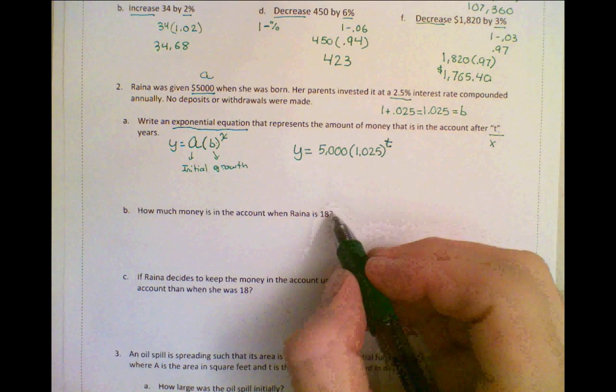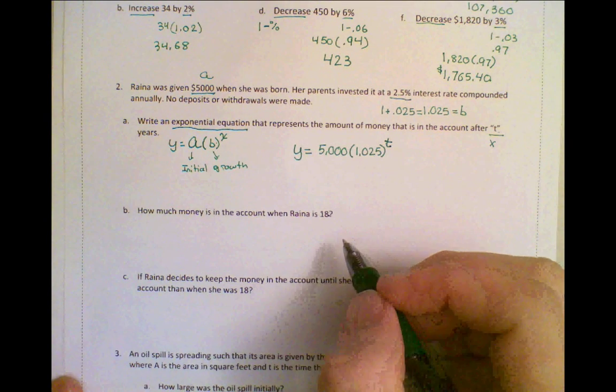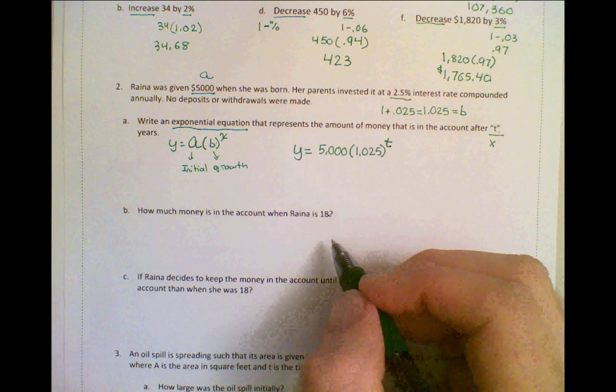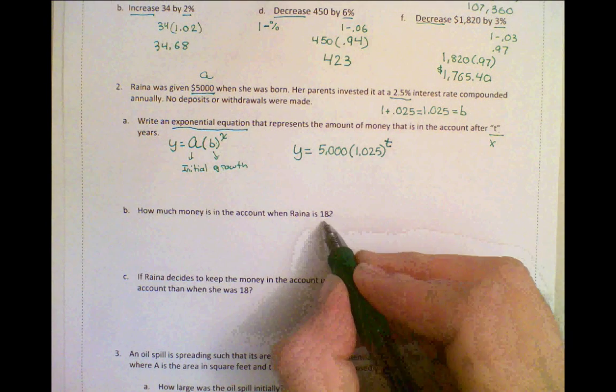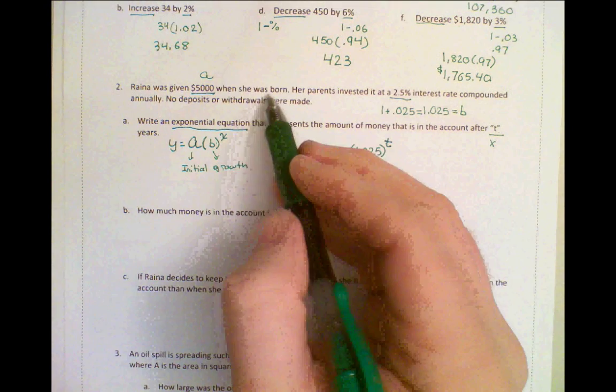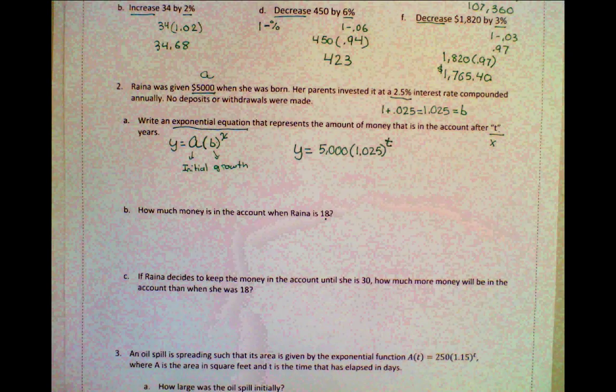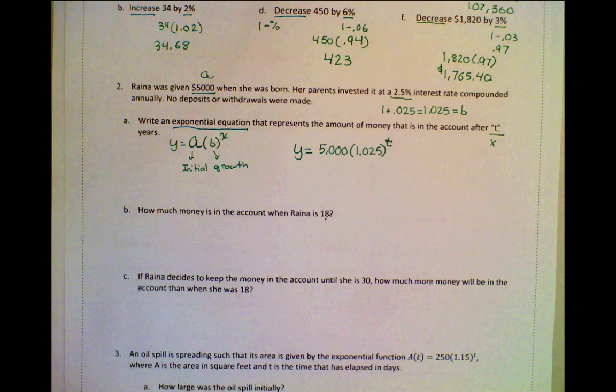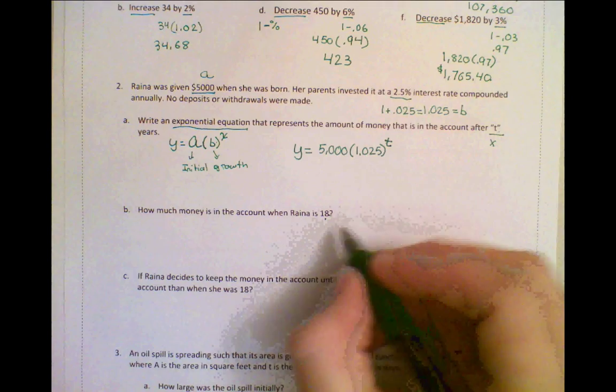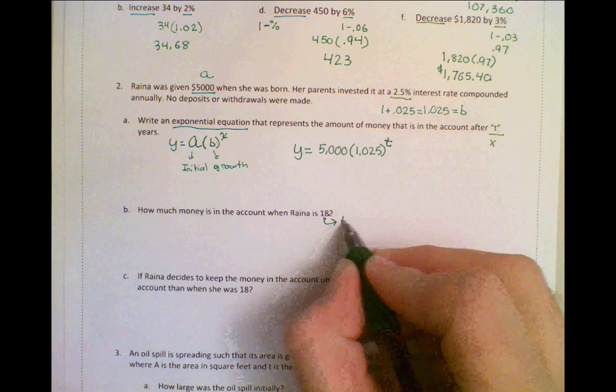Okay? Now, how much money was in the account when Raina is 18? Now, on the quiz you'll get this week, it is going to be a little bit more difficult because I'm going to make it so that it may be a certain time that she was born. They did it when she was 2 or 3 years old. So in this case, t is going to be equal to 18.